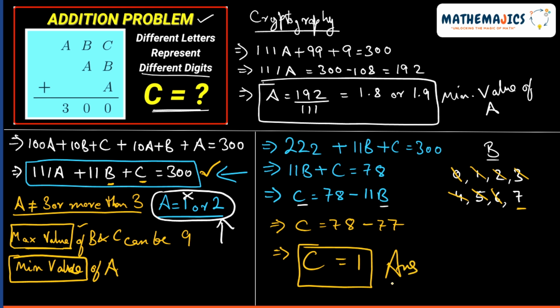So our final answer is that the value of C is 1. And you can actually verify this. A is 2, B is 7, and C is 1. So the numbers are 271, 72, and 2 again. Now we are adding these numbers. We will get 300, which actually satisfies our question. I hope you enjoyed this question.